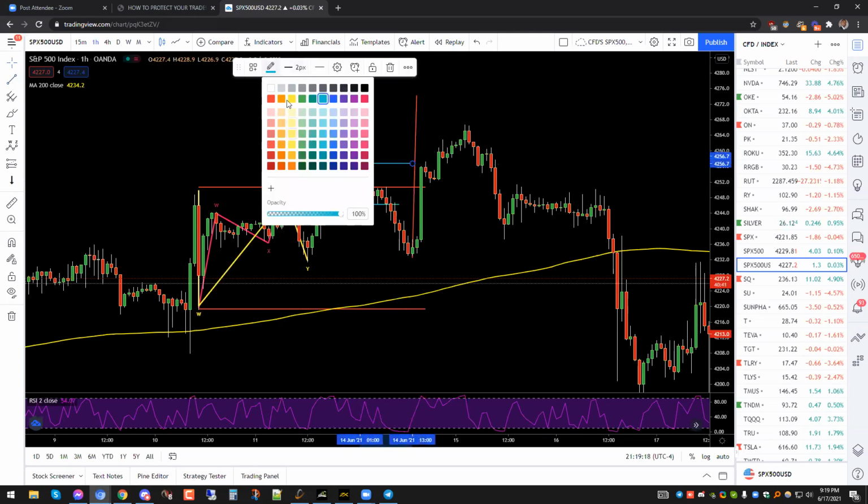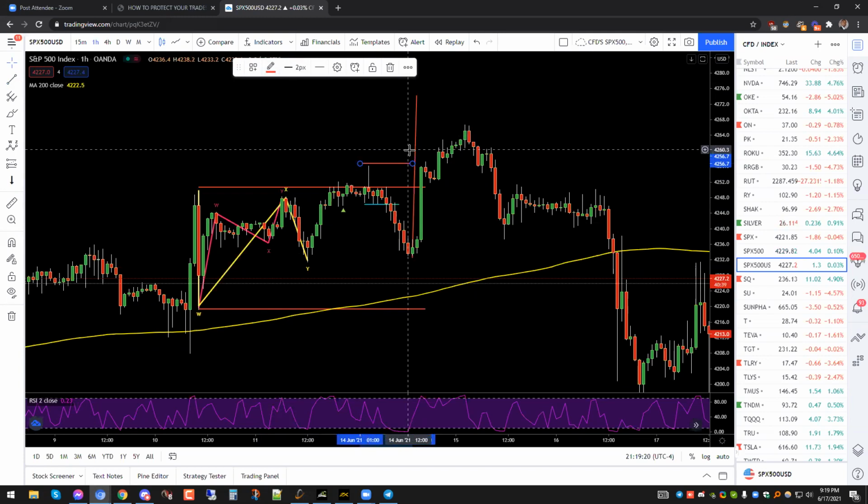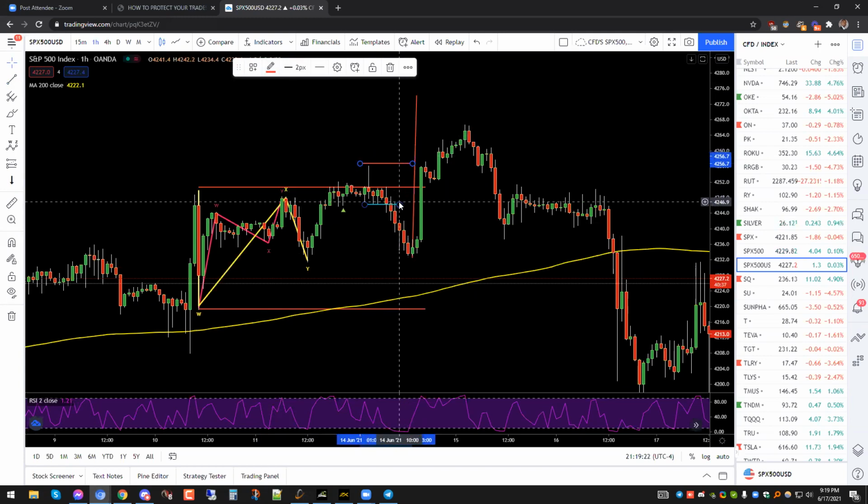All right. I'll put this in red. So my stop goes just above the high. Now, I'm looking to get out of the market by 12 p.m. Eastern Standard. Remember that. So this candle opened at 12 p.m. Eastern Standard. At that time, I am out of the market.